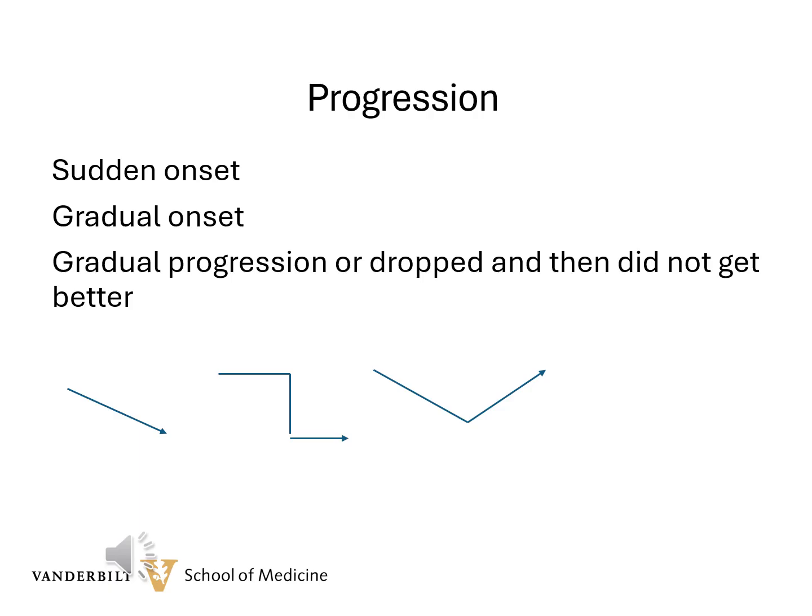So you want to figure out what the progression is. Many times I'll use my hand to show a gradual decline or a drop and then leveling off, and sometimes the combination of the speech and a visual helps people understand their own course of their disease.